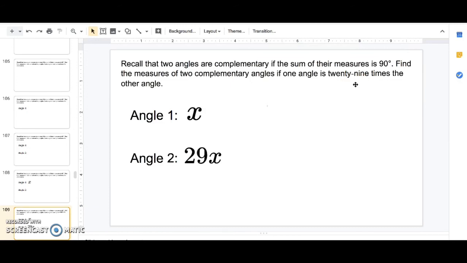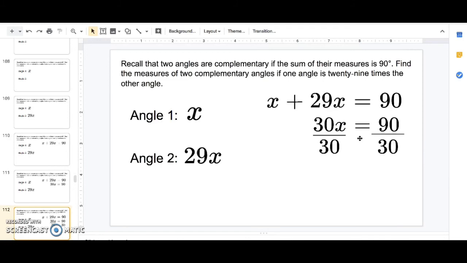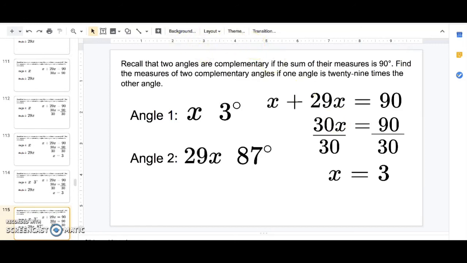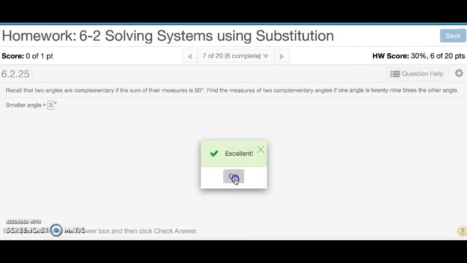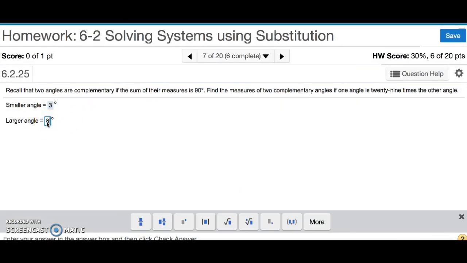Now we're told their sum is 90 degrees, so that means x plus 29x equals 90. Add up x and 29x, we get 30x. Divide both sides by 30, we get x equals 3. So the first angle, since it is x, is 3 degrees. For the second angle, we multiply 29 times 3, and we get 87 degrees. So when we put it back in, the smaller angle is 3 degrees, and the larger angle is 87 degrees.